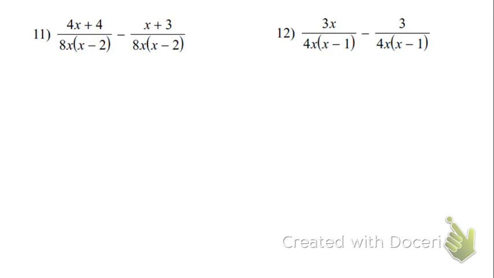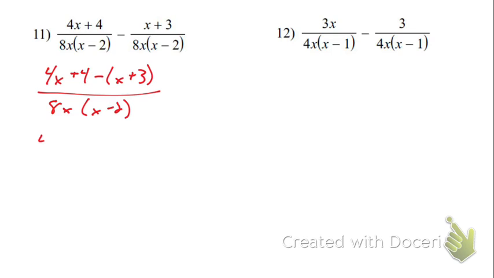Probably number 11. Let's try number 11. So I have (4x plus 4) minus (x plus 3). The denominators are the same, so I'm just going to rewrite 8x times (x minus 2). Now, this is 4x plus 4 minus x minus 3 when you distribute the negative here.